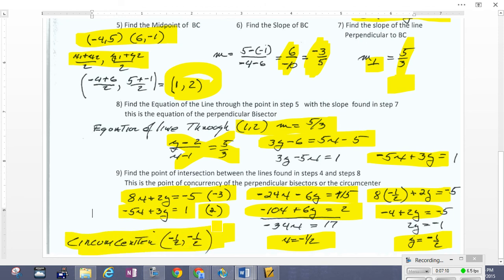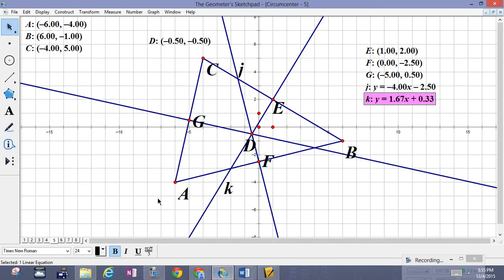Seems like a lot of work, but it's nothing you hadn't already done. We're applying the principles that we looked at over here. Let's look at this very problem. Here is the triangle that we had in question.